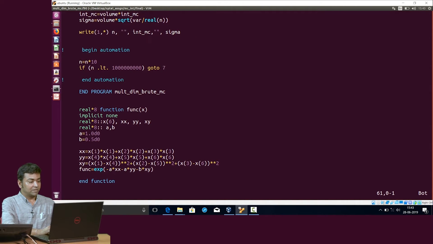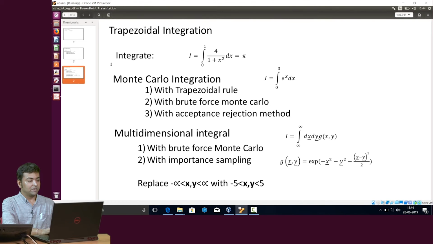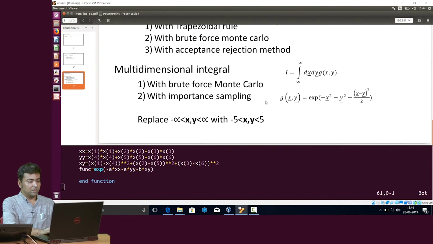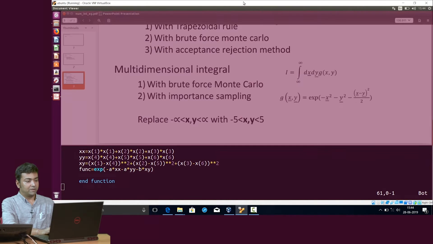So, basically this is what it does: e to the power minus a x square minus a y square minus b x y, where a and b are 1.0 and 0.5. So, it is nothing but just basically this particular function. If you compare this with this thing, this is the function it is trying to evaluate here.